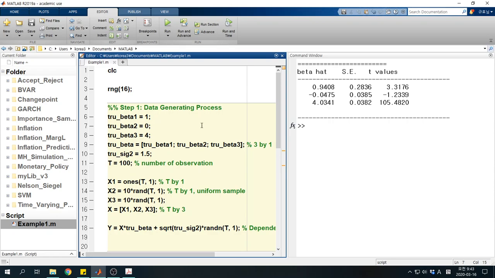Right. So please try with different true values.